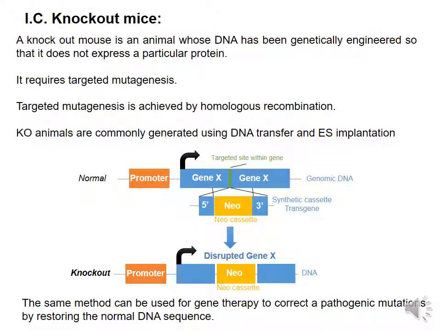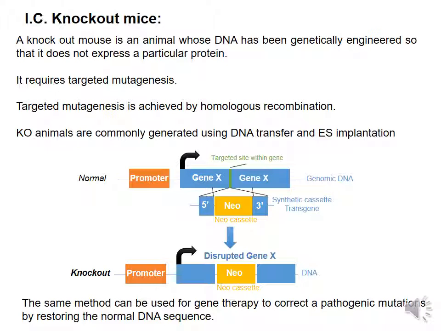Knockout animals are animals whose DNA has been genetically engineered so that it does not express a particular protein. The main difference between knockout animals and transgenic animals is that in the case of knockout mice, it's required targeted mutagenesis. So we specifically target the transgene to a particular place in the genome. And targeted mutagenesis is achieved by homologous recombination, a concept that we will explain in a minute.